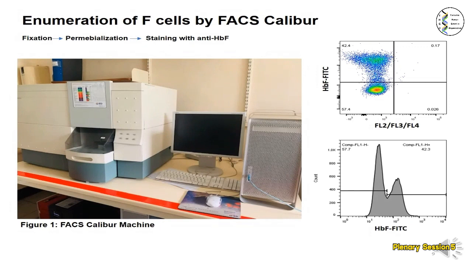These are just the results from FlowJo, where the results can be presented either in the dot plot or in the histogram format. This particular individual has about 42.3% F cells.